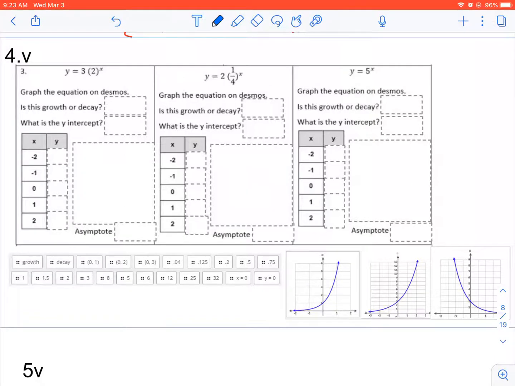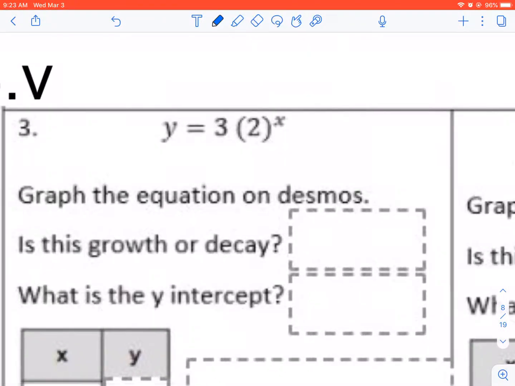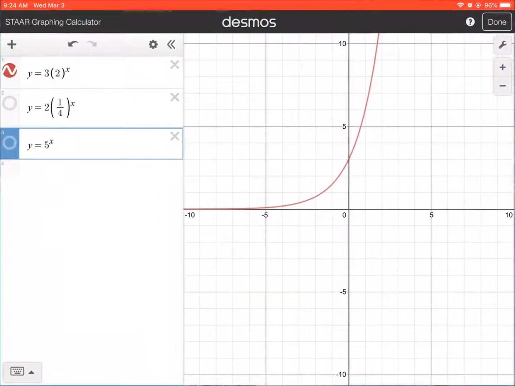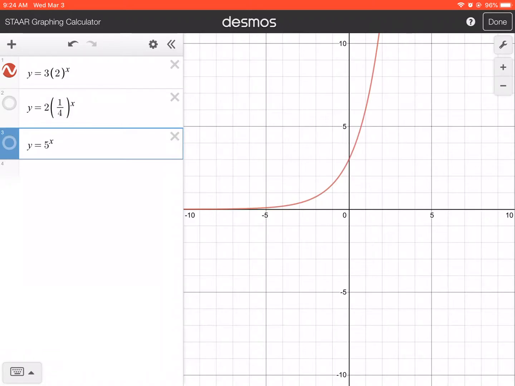Question number 4 on Schoology, we're going to begin by typing in the very first equation that we have. And it says right here that we're going to graph it on Desmos. So you guys need to graph it as well so that you can see and you can zoom in to your heart's content. I have pre-typed that one in.